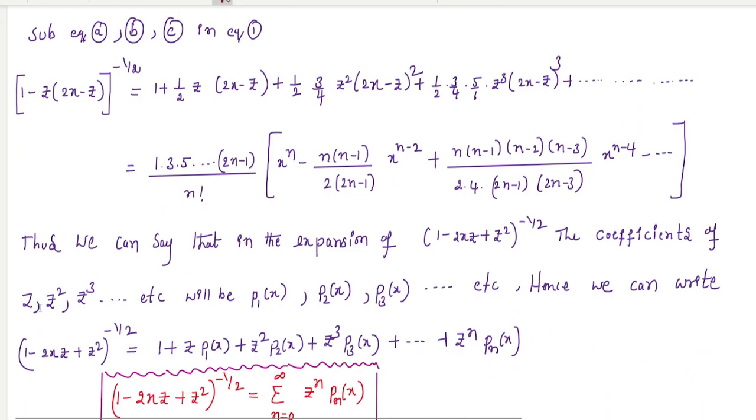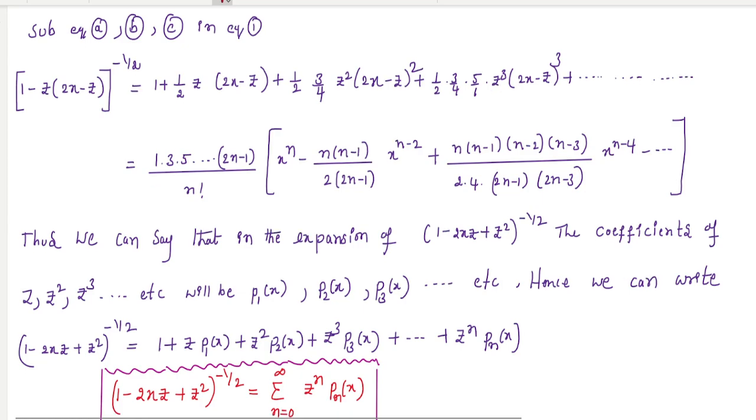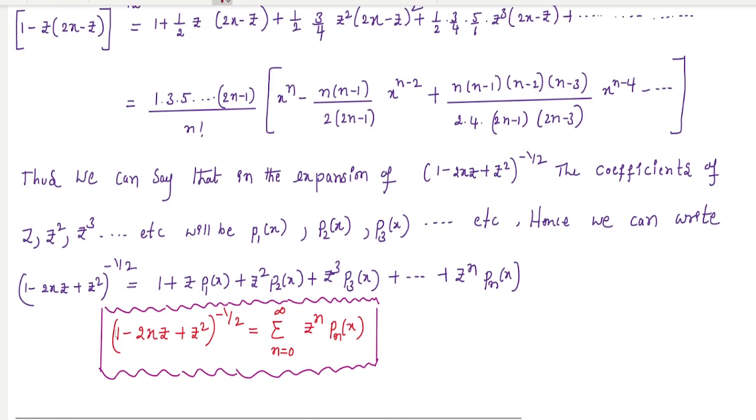So the coefficients of z, z square, z power cube will be written like this: P1 of x, P2 of x, P3 of x, and so on. Hence, we can write this function like this: 1 minus 2xz plus z square whole power minus 1 by 2. So this is our very important formula. By using this formula, this generating function of Legendre polynomial, we can find many problems.